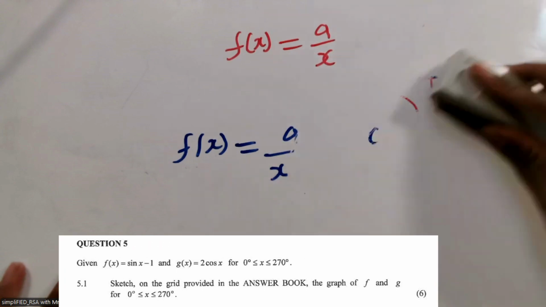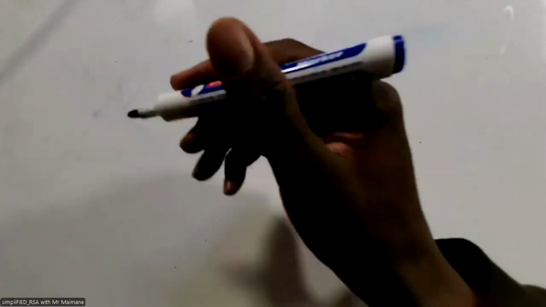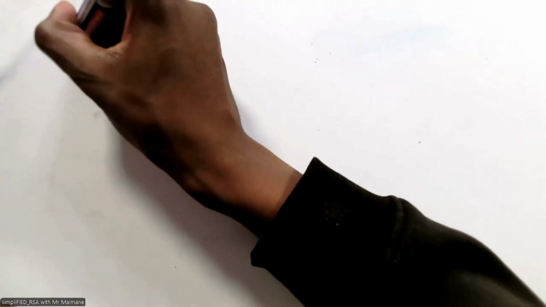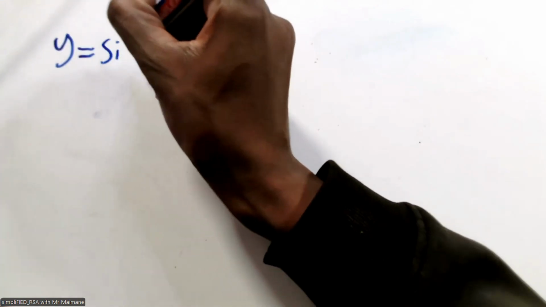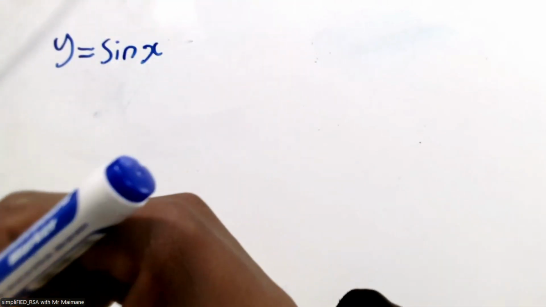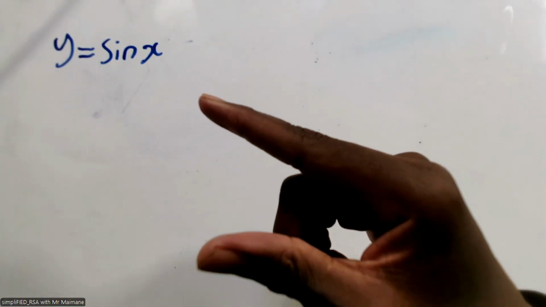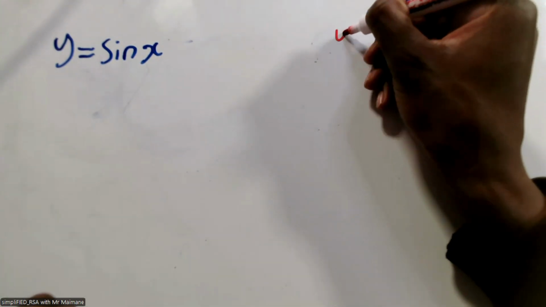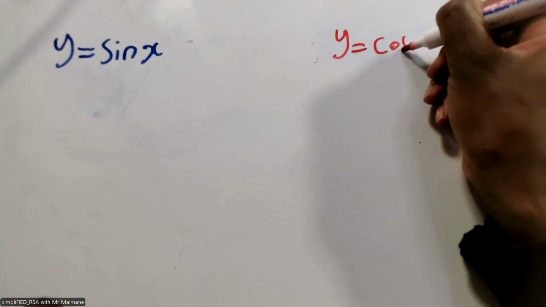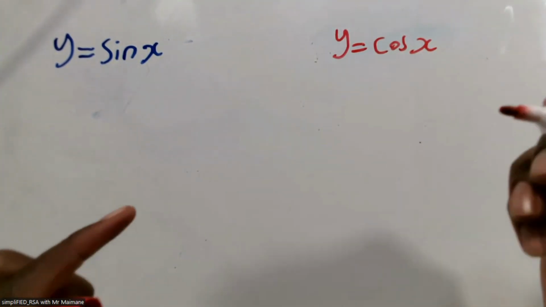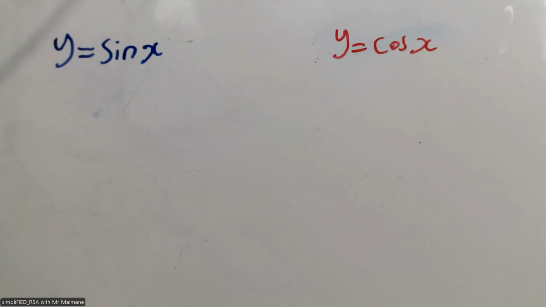So now we have our two functions. Our standard form for a sine graph and the cos graph is going to be like this. So the standard form of cos and sine looks like this.